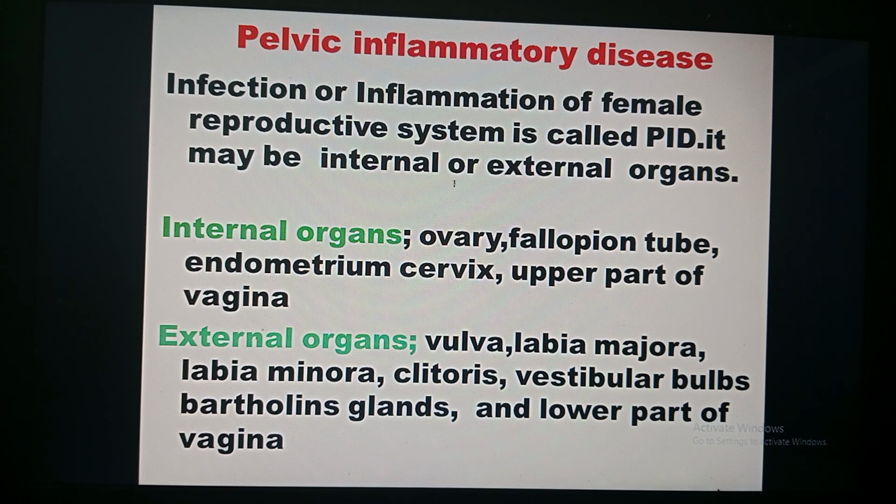Internal organs means the organs which are situated inside the body. External organs means it is outside, where we can see it. So internal organs, as you know, are the ovary, fallopian tube, endometrium, cervix and upper part of the vagina, where we cannot see them, as they are situated inside the body. External organs are the vulva, labia majora, labia minora, clitoris, vestibular bulbs, Bartholin glands and lower part of the vagina. Infection of any of these parts is called PID.